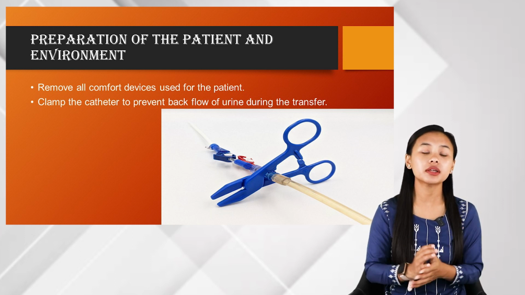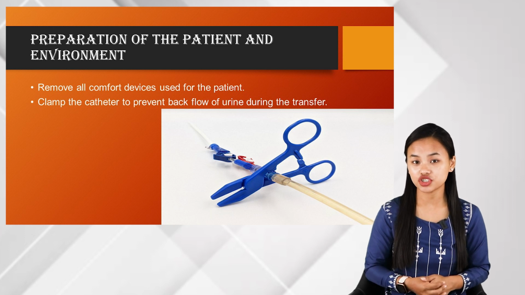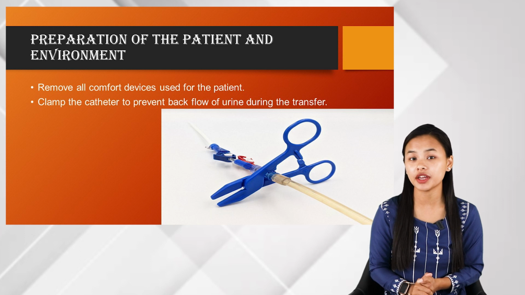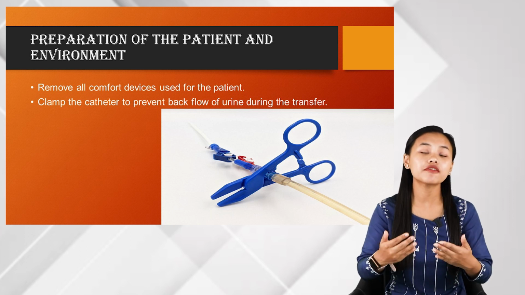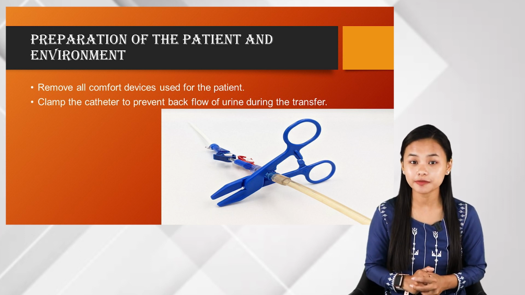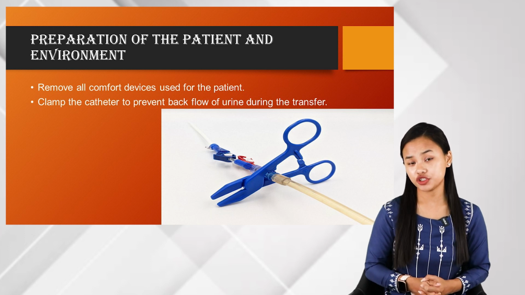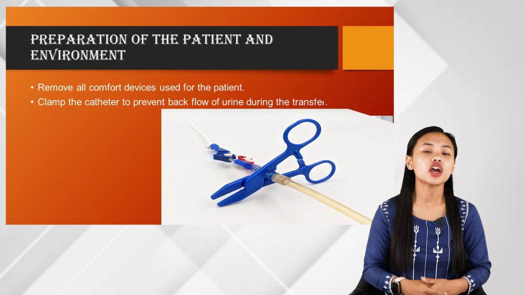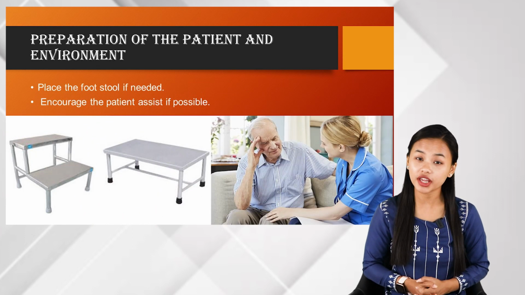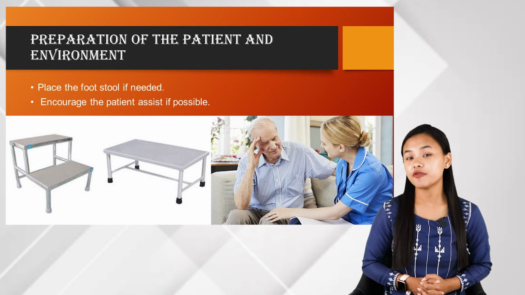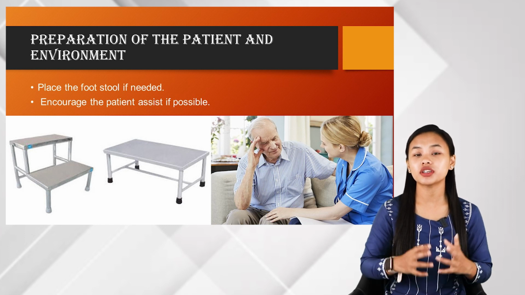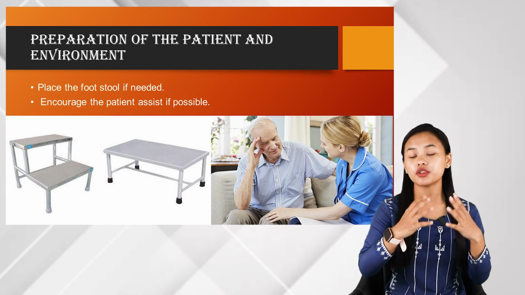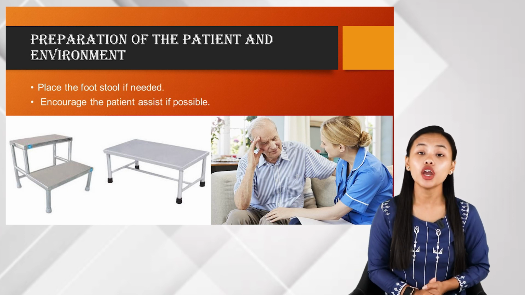And if the patient is under catheterization, then you must make sure that you clamp the catheter in order to prevent the backflow of urine during the transfer. And if there is also presence of tubes such as a nasogastric tube, then this must also be clamped, as well as you must place the footstool if it is required. And if possible, then you must also try to encourage the patient's assistance. So this is how you can prepare the patient and the environment before you move them.